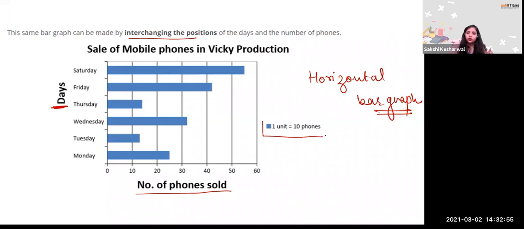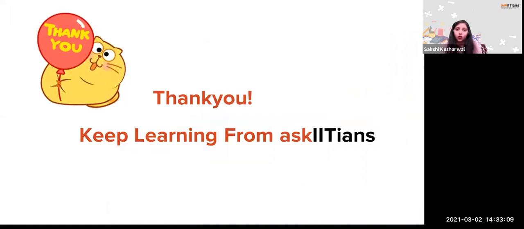So 1 unit is equal to how much, beta? 10. Again, you follow the same thing: 25, 13, and then 32, then 14, then 42, and then 55. This is the way you can do the presentation, right? So you have a bar graph, and that's all, right?